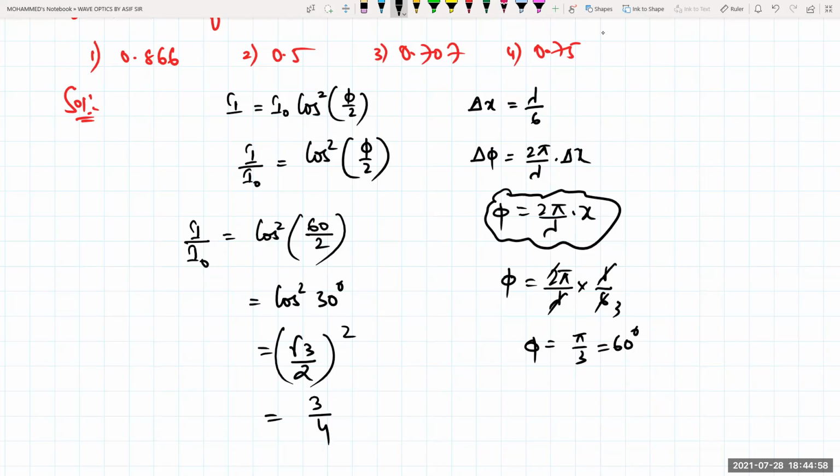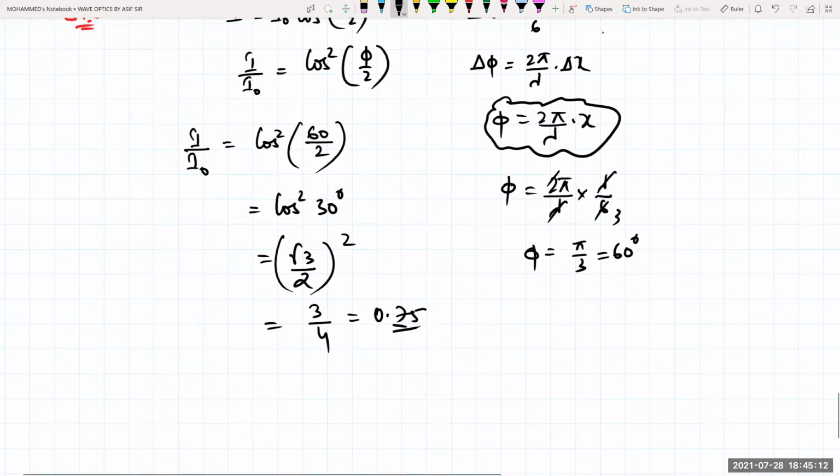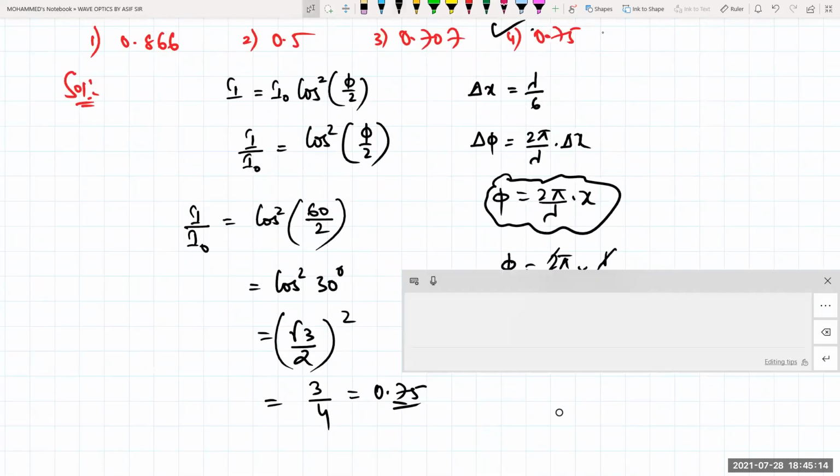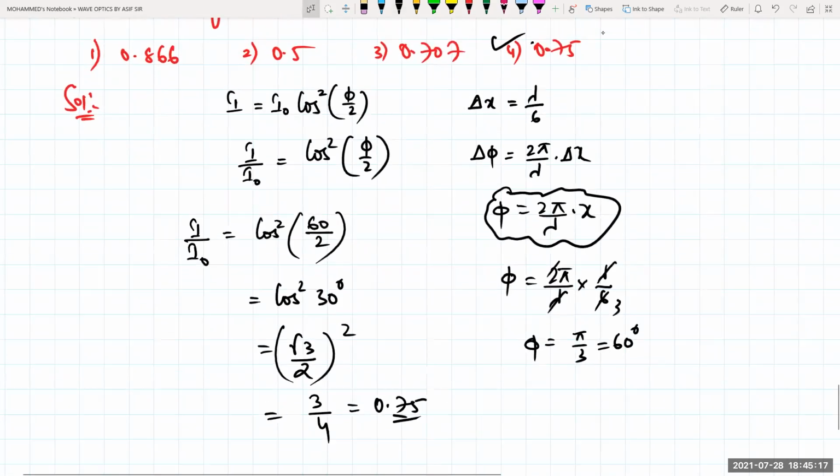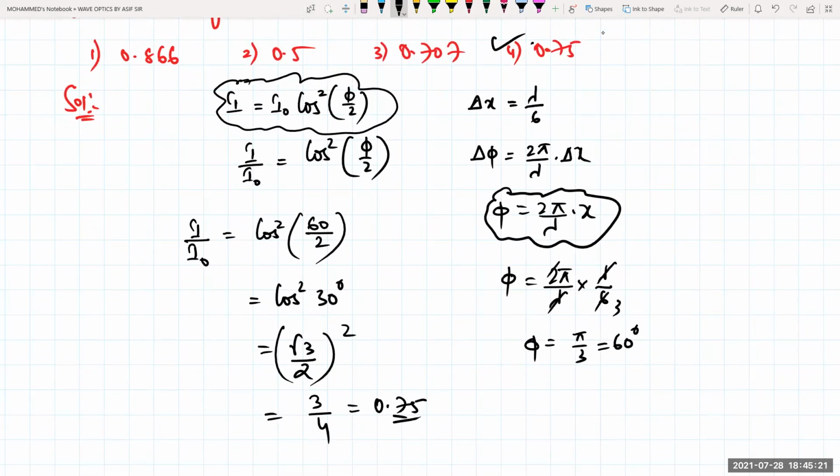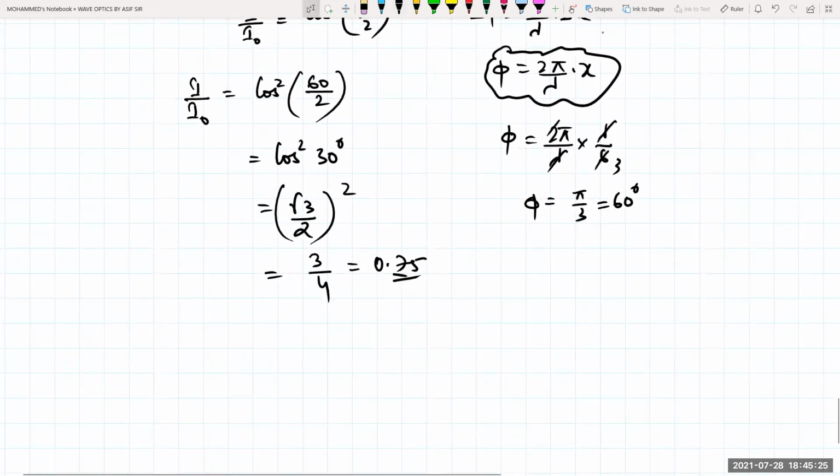Root 3 into root 3 is 3, 2 into 2 is 4. 3 by 4 means 0.75. So the fourth option will be the answer. When the path difference is given and intensity is asked, we should remember this form: I is equal to I naught into cos square of phi by 2.